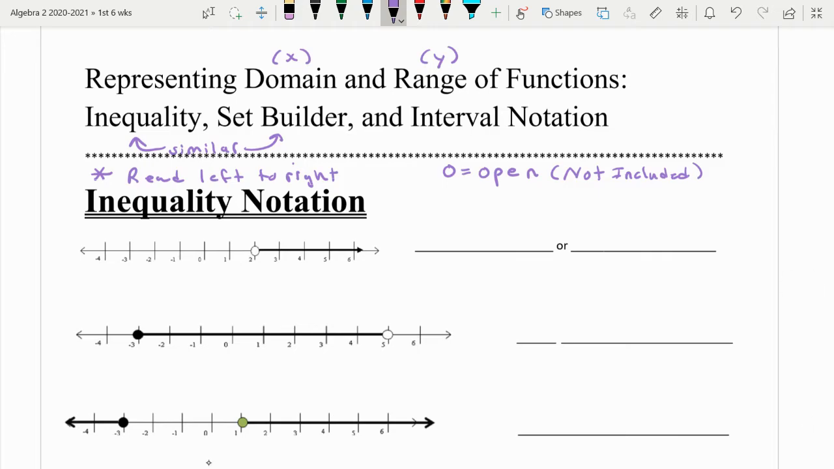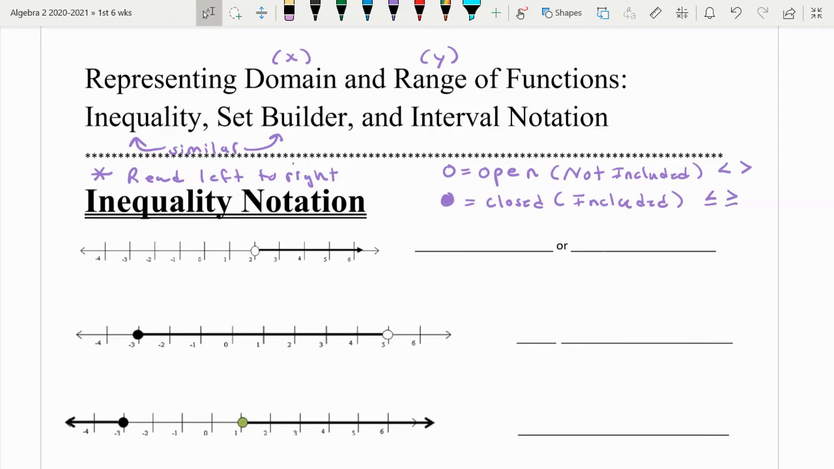All right. So the inequalities we use are less than and greater than. When you have a circle that's been colored in, this is called closed, which means it is included in the set. Similar to our solid and dashed lines on our inequalities, if it's closed, then you have less than or equal to or greater than or equal to.